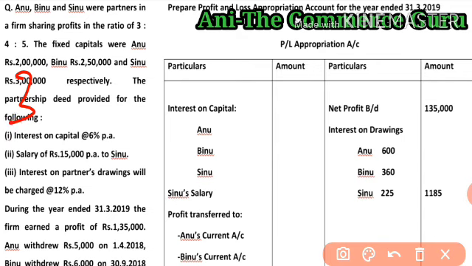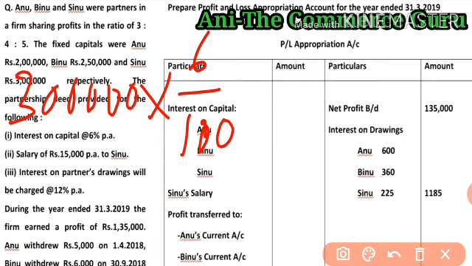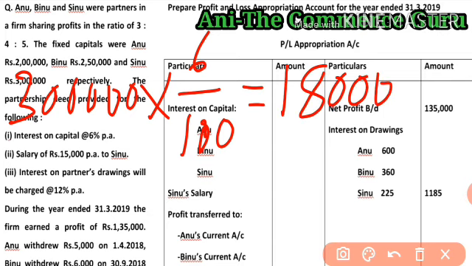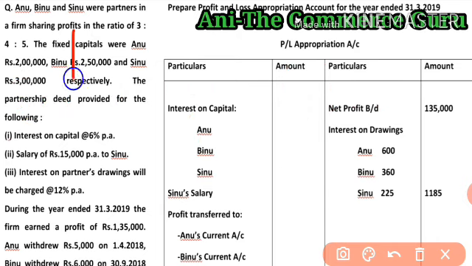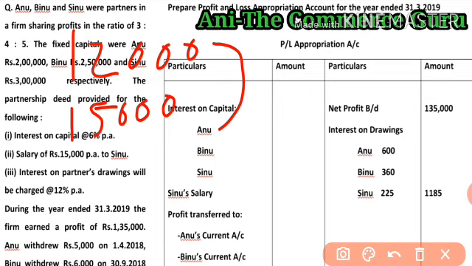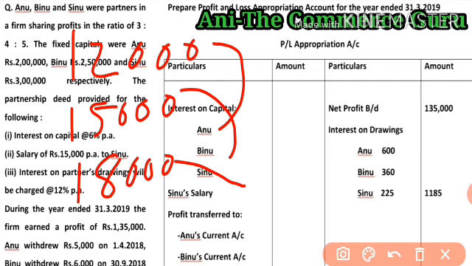So Sinu's capital 3 lakhs into a rate of interest of 6% for a period of 12 months. So the amount will be 18,000. So for all three partners, the interest on capital we got is 12,000 for Anu, 15,000 for Binu and 18,000 for Sinu. So interest on capital is over.